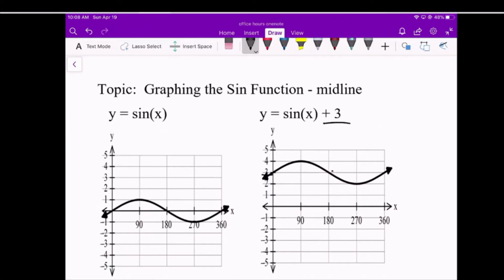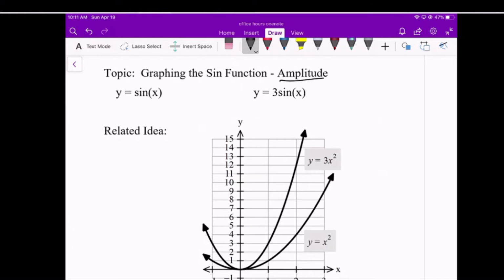Everything gets moved up 3. So at 90 degrees on the original graph, the y coordinate was 1. On the new graph, the y coordinate is 4. On the original graph, at 180 degrees, we had a 0. At 180 degrees on the new graph, we have 3. Everything gets moved up 3 units, and this middle here is called the midline, or the baseline, which is now at 3.